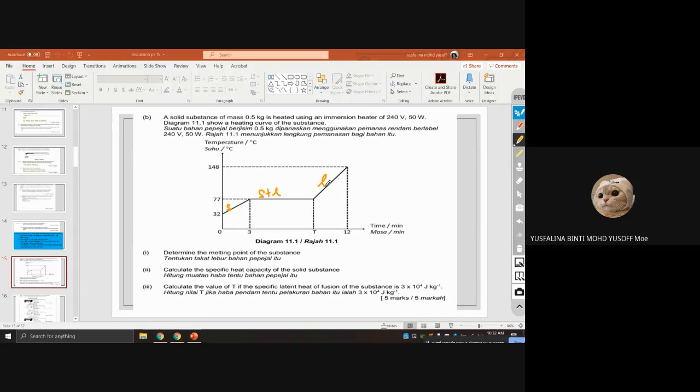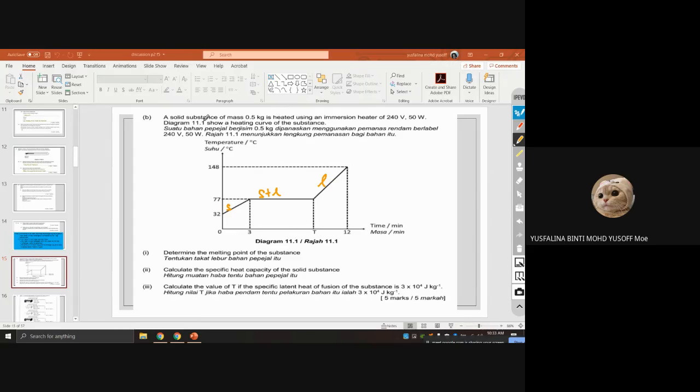Okay, next one asks you to calculate the specific heat capacity for the solid substance. So the first thing you have to do is know what information is given.